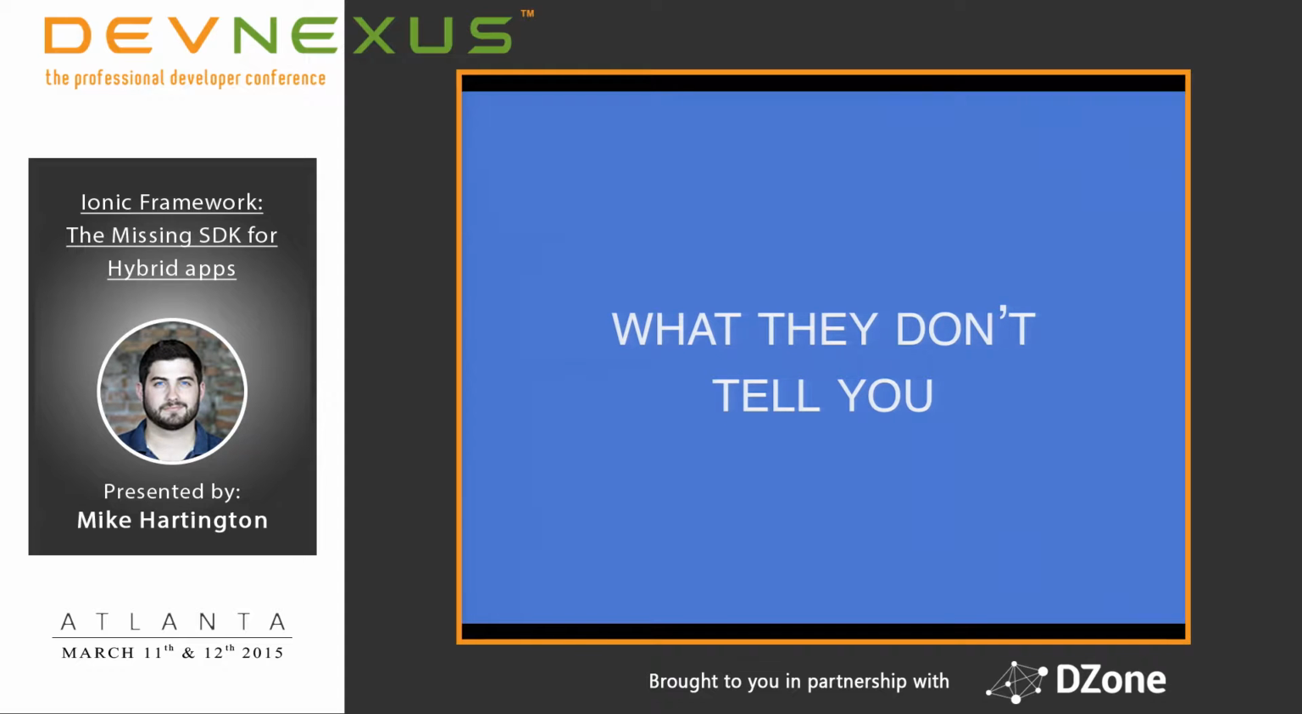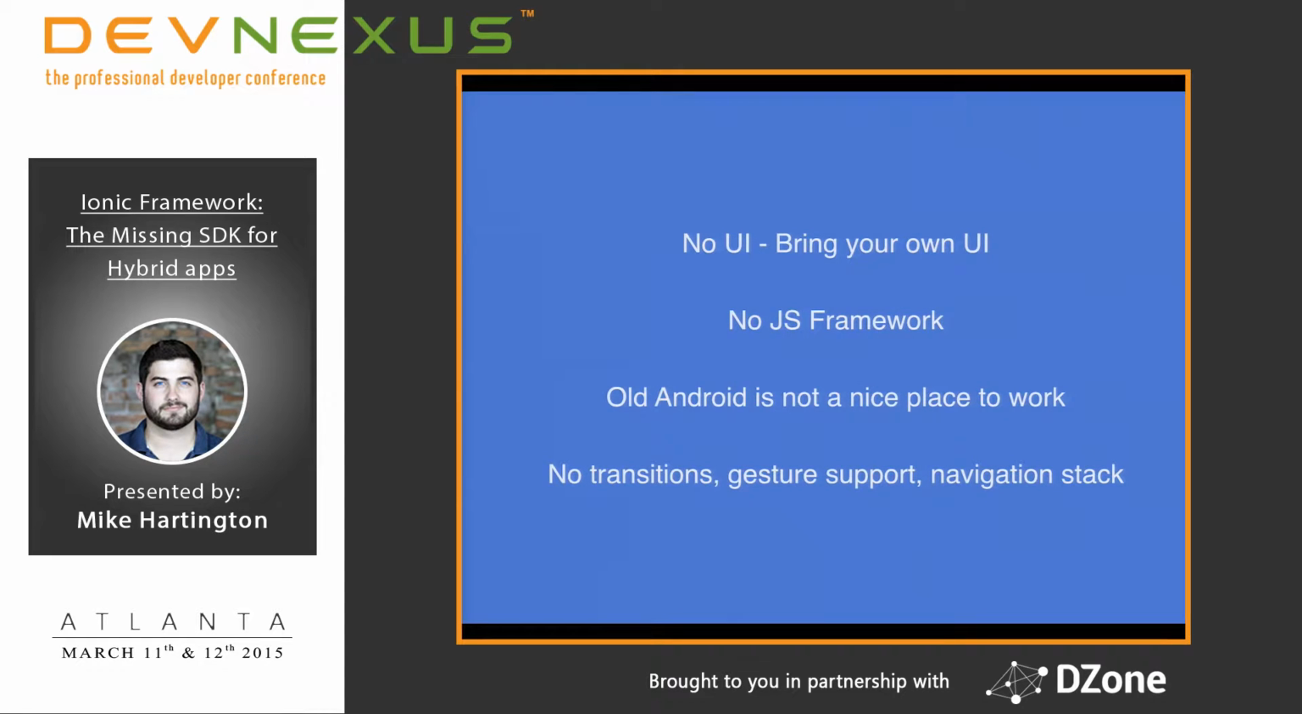But with all that, there are some things that they don't really tell you. Specifically, there's no UI. If you were to develop an app for iOS or Android, you get the benefit of having all these components already built for you: header bars, action bars, whatever they're called in Android. Actually having transitions and multi-touch gesture support, this is all built into that native SDK. You don't have to think about it as a native developer. You just get it.